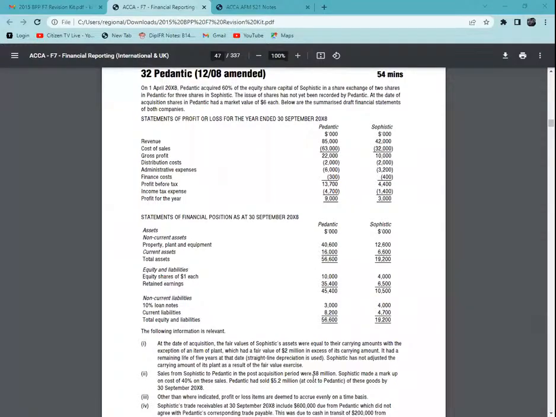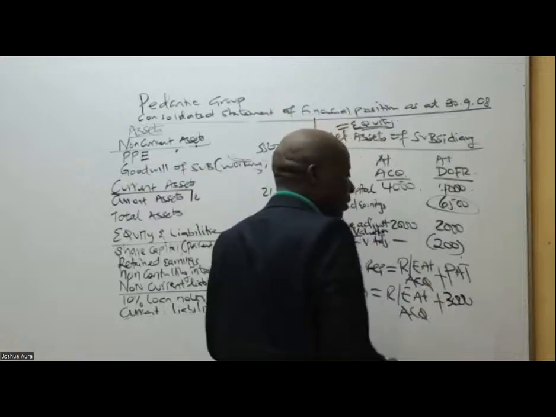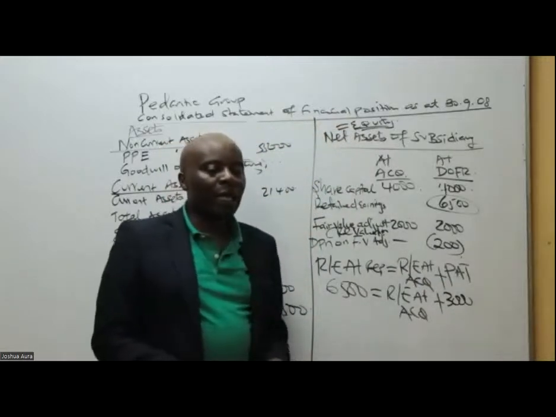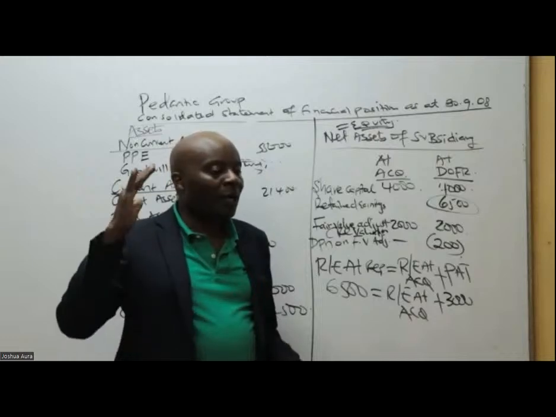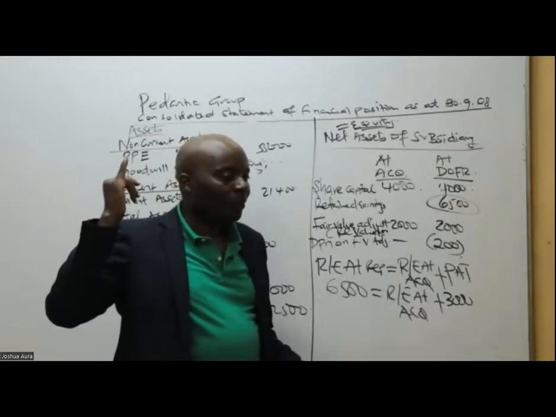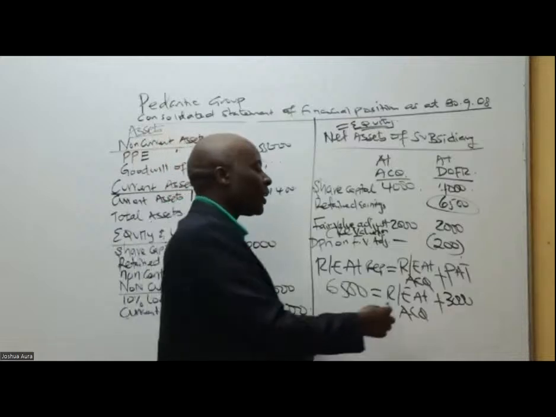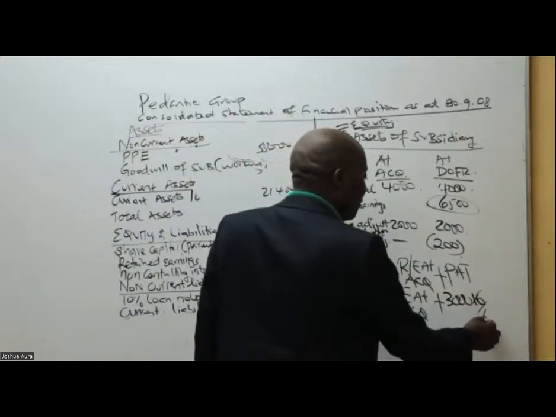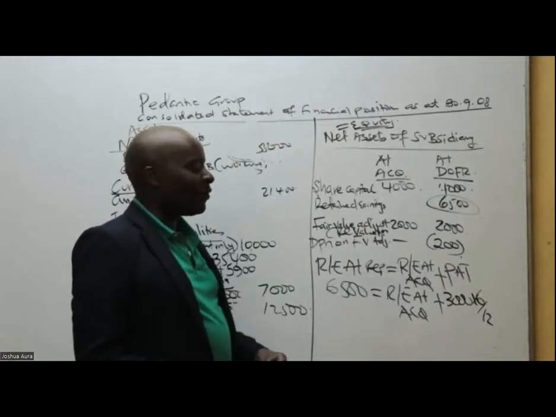But now there is something that you have forgotten. This 3,000 is for a whole year. And you stayed with your subsidiary for how many months? Six. So now if I multiply by 6 over 12, which is the same as 1,500.